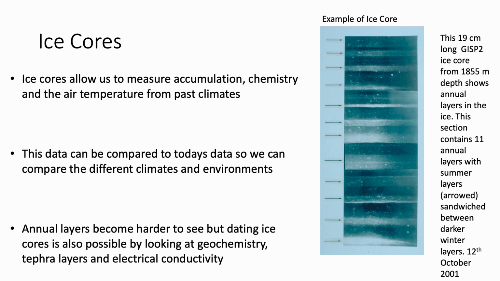But there are other ways of dating ice cores, which include geochemistry, layers of ash or tephra, the electrical conductivity, and using numerical flow models to understand the age-depth relationship. The example of the ice core shows the different seasonal layers. The lighter ones represent the summer atmosphere and the darker ones represent the winter atmosphere.